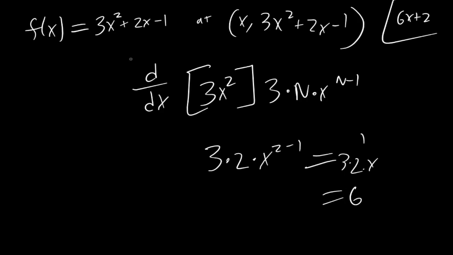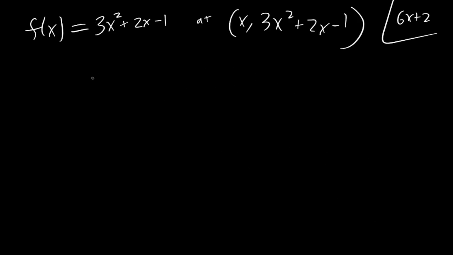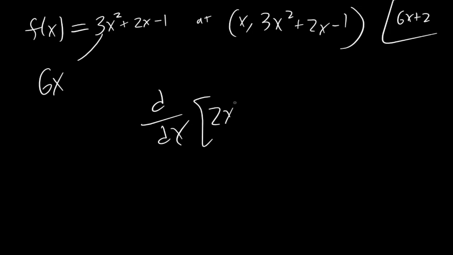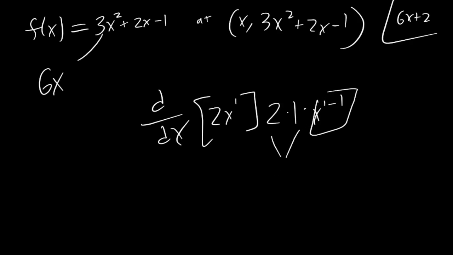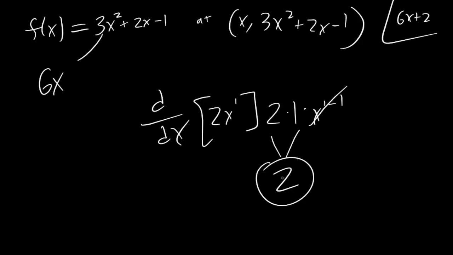Now let's write that down and keep it over here. So 6x, that's what we got for this. Now over here, we have the derivative of 2x to the power of 1, which is literally just 2 times 1 times x to the power of 1 minus 1. We get 2 times 1, because the x cancels out, since the power is 0, so it's no longer existing. So 2 times 1 is equal to 2. Easy.